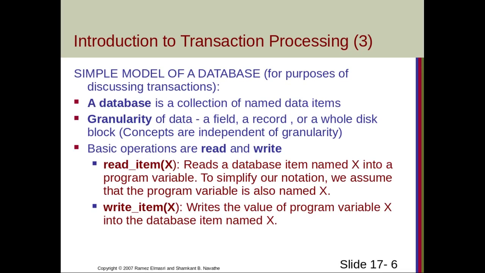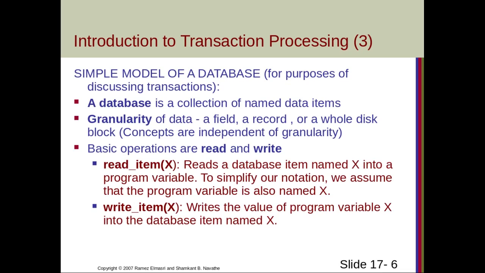Then what do you mean by granularity of data? A field, a record or a whole disk block. That means granularity may be a single name, a single age value or a single value, or a record as a whole, that is a tuple, or a whole disk block. So the granularity of data can be either a field, a record or a whole disk block.